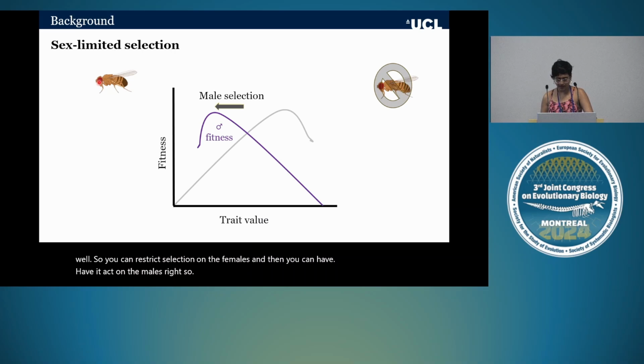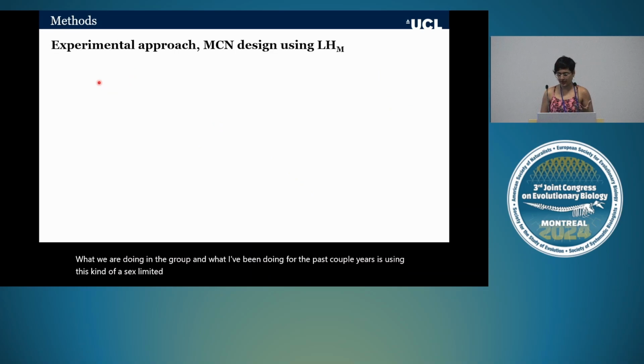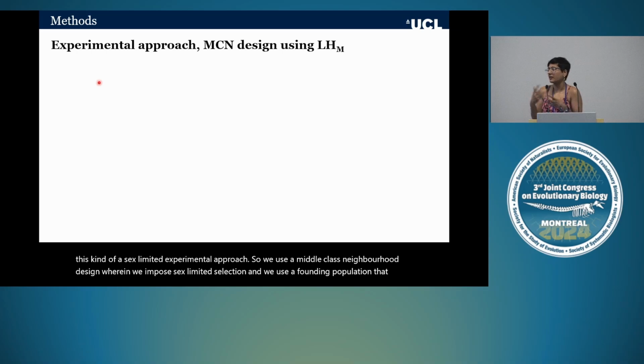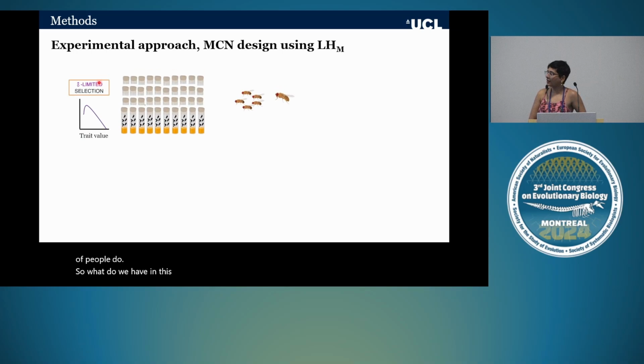So what we are doing in the group, and what I've been doing for the past couple of years, is using this kind of sex-limited experimental approach. So we use a middle-class neighborhood design wherein we impose sex-limited selection. And our founding population is a well outbred lab-adapted population, LHM, which a lot of people use. First, I'll talk to you about the male-limited selection. So here, the selection is limited to males.